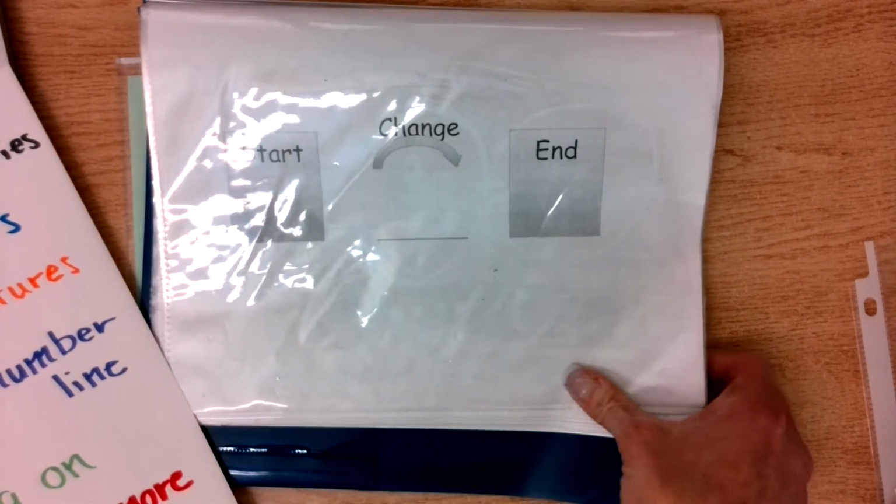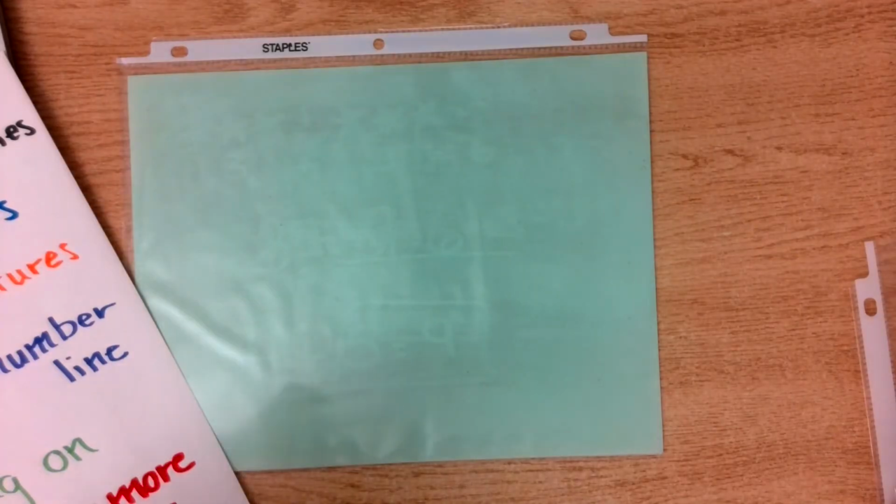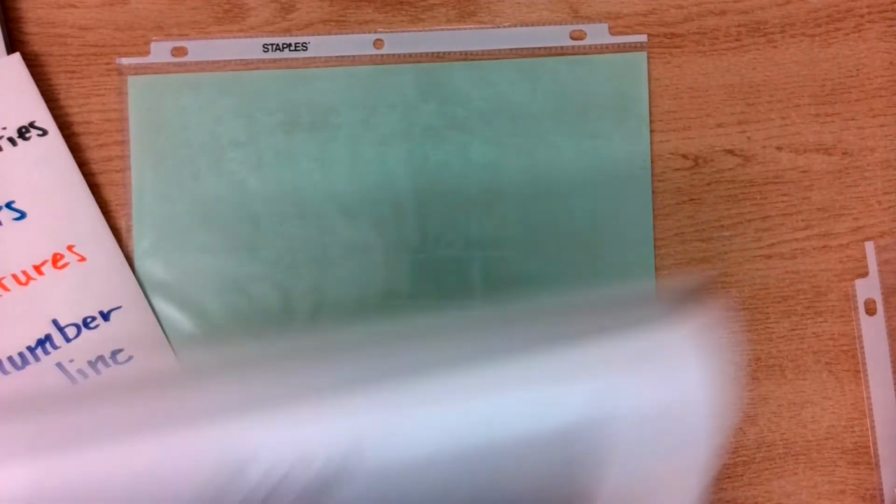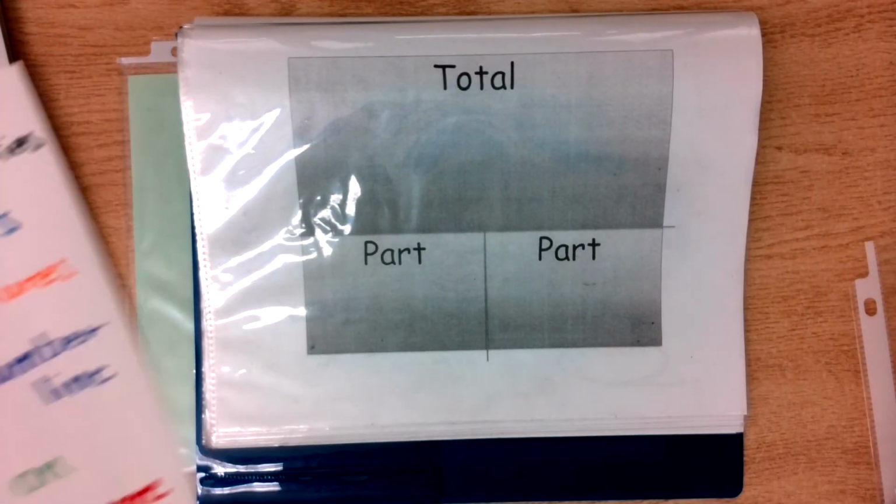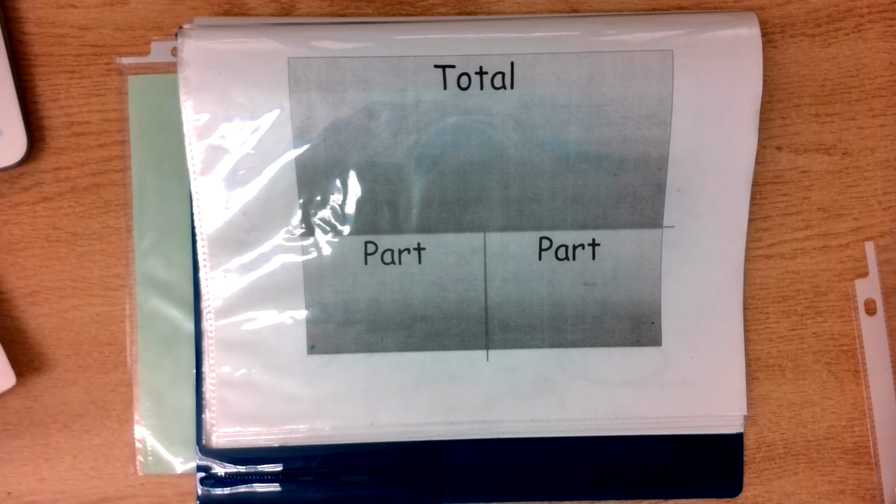So today, I'm going to introduce parts to total diagram. So this is what that looks like. Parts, total. So here's a number story for you. Teresa has three pencils in her backpack and six pencils in her desk. How many pencils does she have altogether?